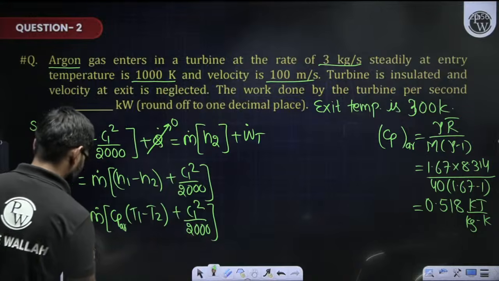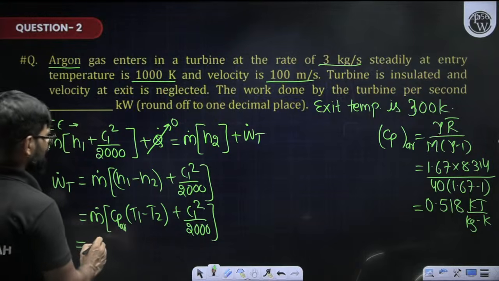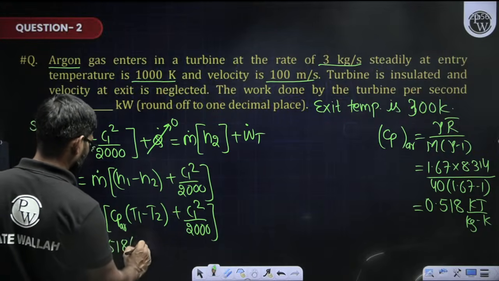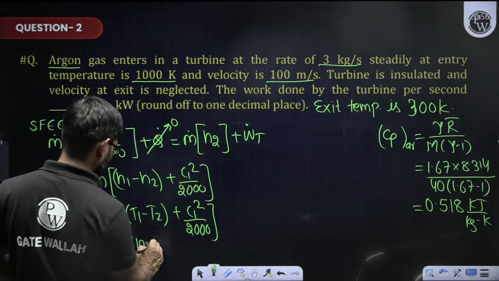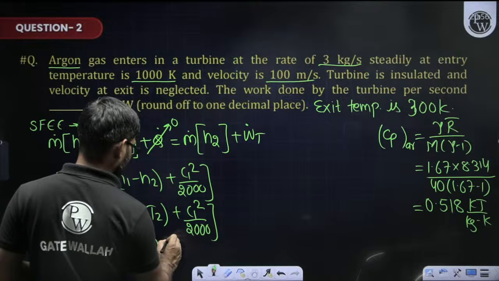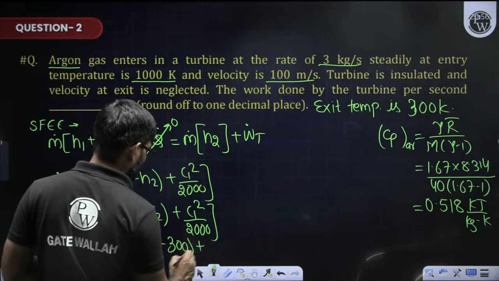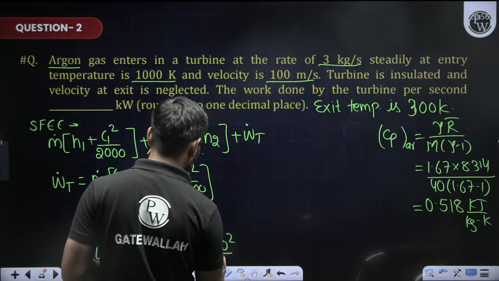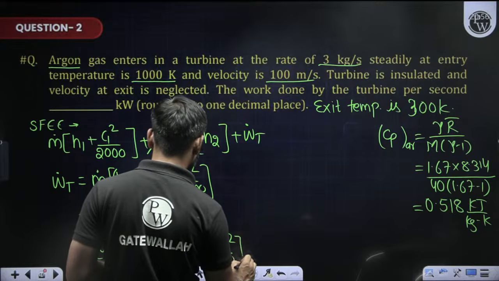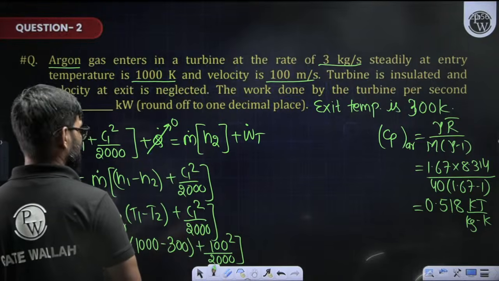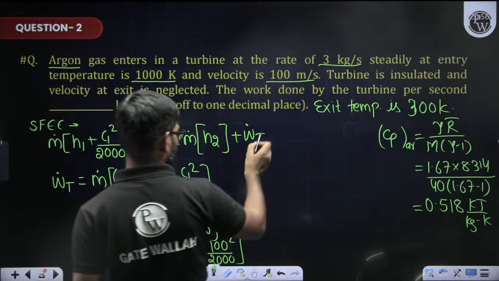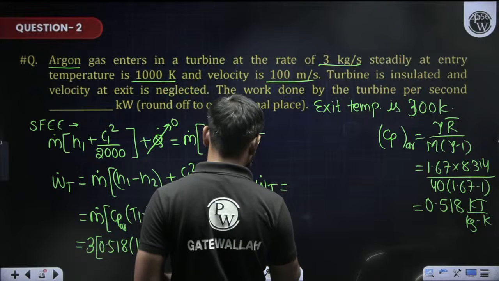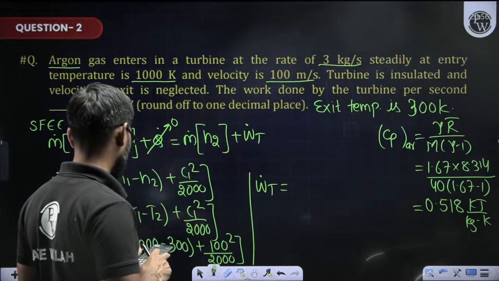So finally I can write here m dot. M dot value is how much? 3 into 0.518 into T1 value, 1000 minus 300, plus C1 square. C1 means 100, 100 square by 2000, right? So what is the value of WT dot from here? Just calculate this.